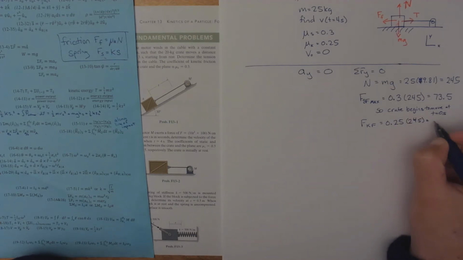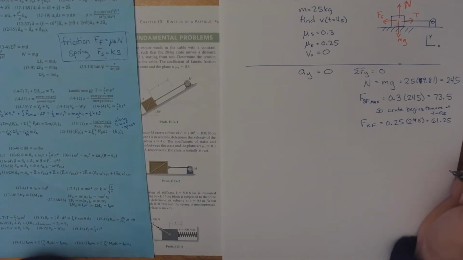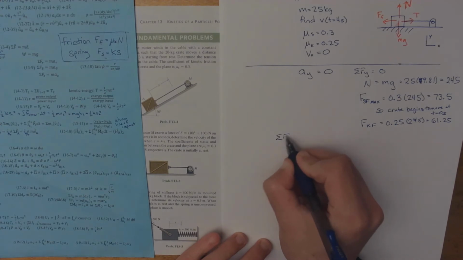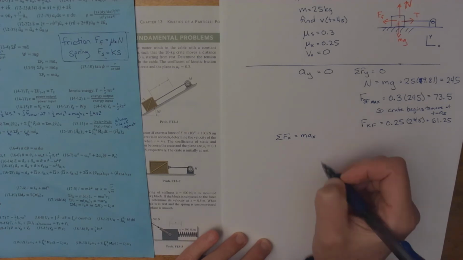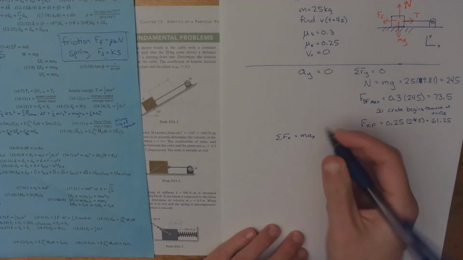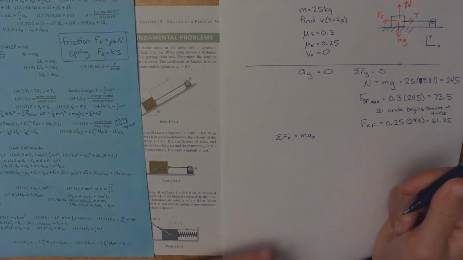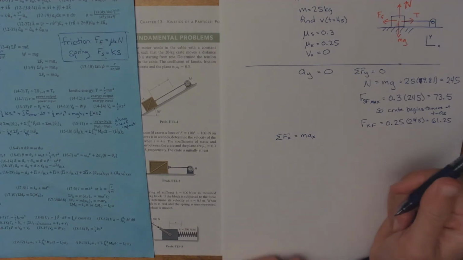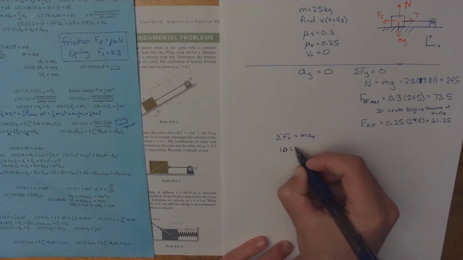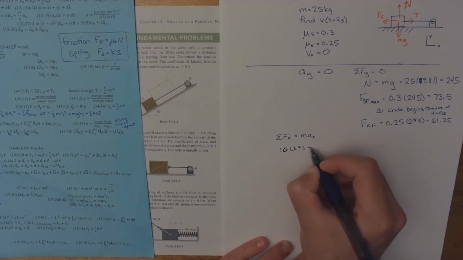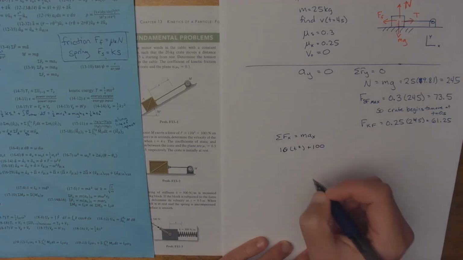And we have 61.25 newtons for the force of kinetic friction. Okay, so now we can look at the sum of the forces in the x direction. The crate is moving in the x direction. I don't know what the acceleration is. I have tension pointing in the positive x direction, so that is 10 times t squared plus 100.